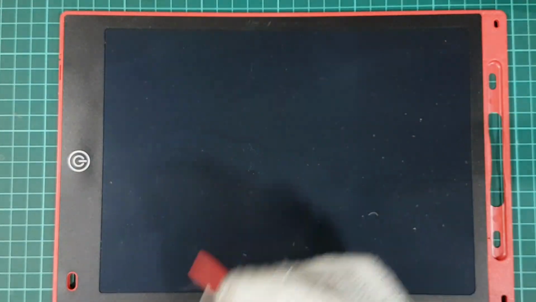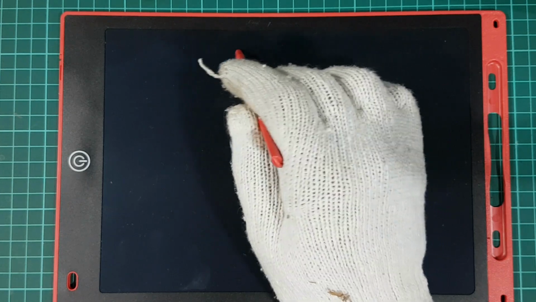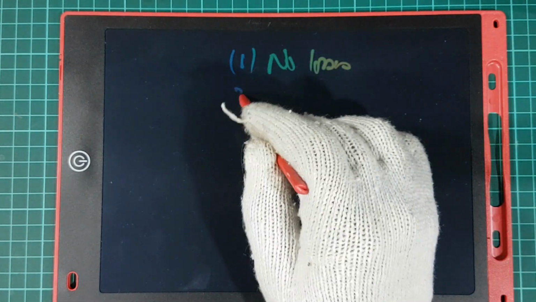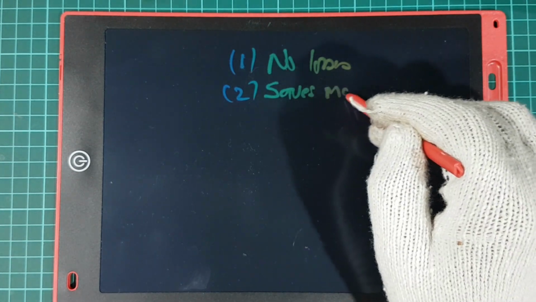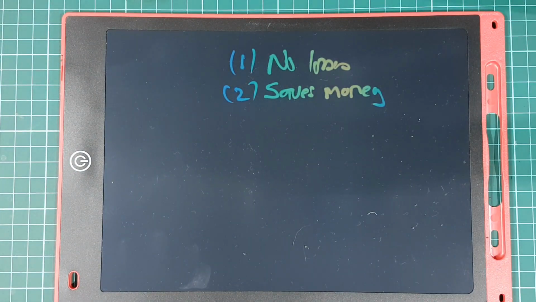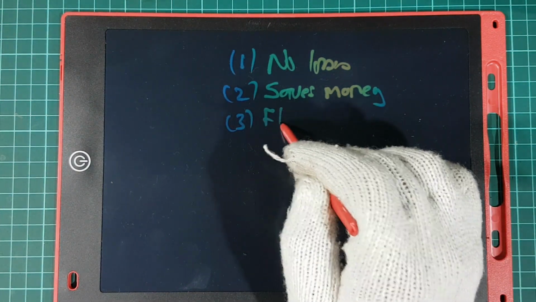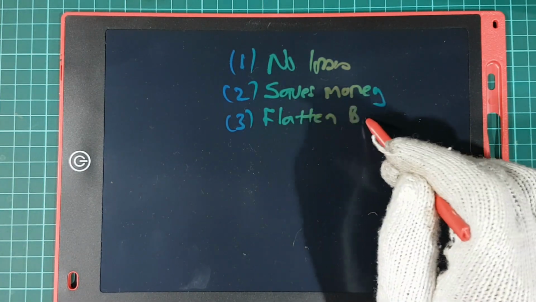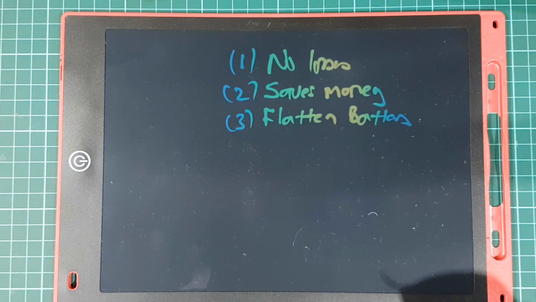So the advantages of running your geyser directly from your panels is there's no losses, because you don't have to convert AC to DC. The second advantage is it saves you money, because you heat your water for free and you can heat it as hot as you want. The third thing is it doesn't flatten your battery, because we are skipping the solar controller totally, so it doesn't affect your battery at all.